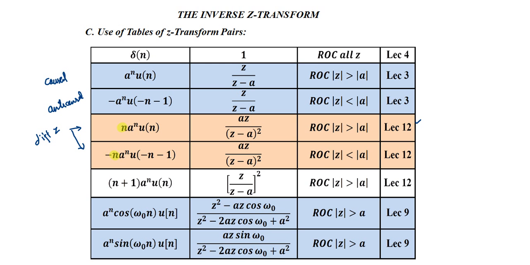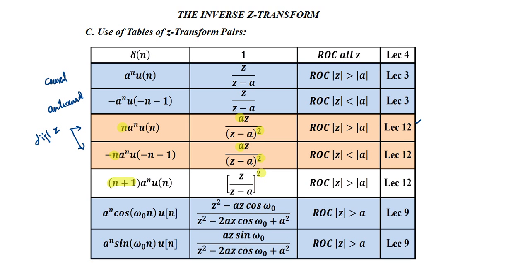The third one is also sometimes useful. Here the multiplication is n plus 1. There are two factors. It's interesting because the final answer will be z by z minus a, the entire term whole square. There is no a in the numerator. Here also you can see a square, but there is no square in the numerator part.